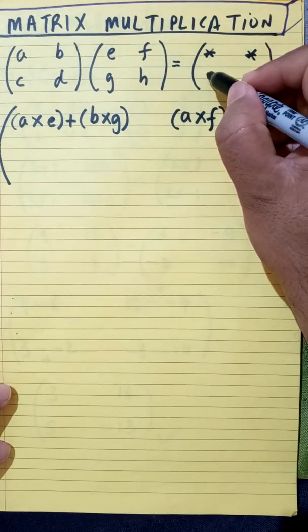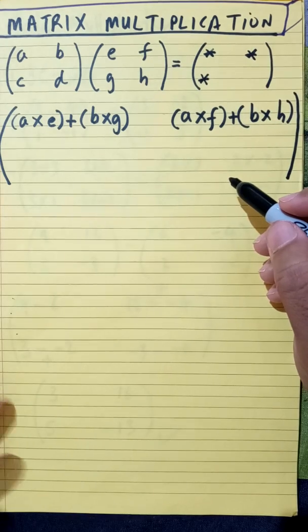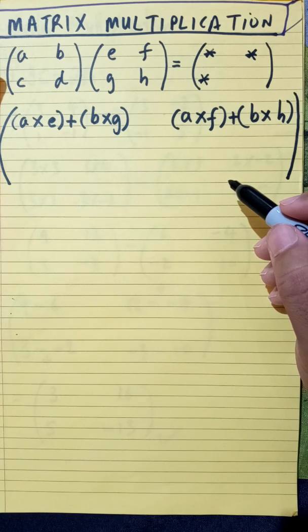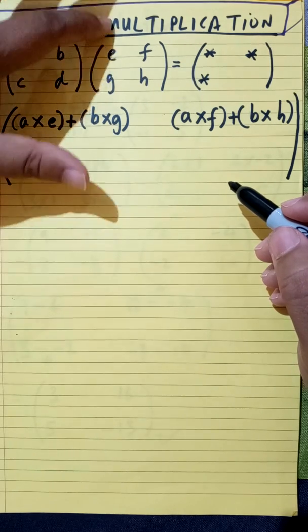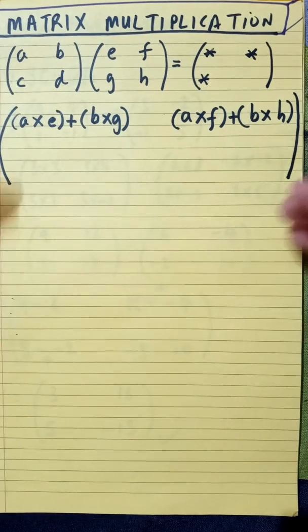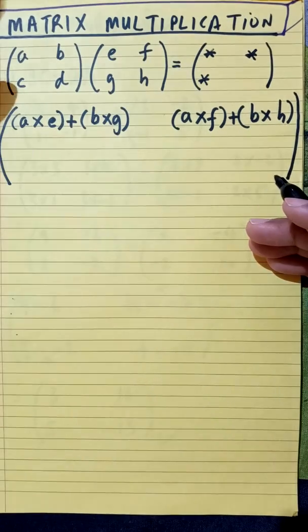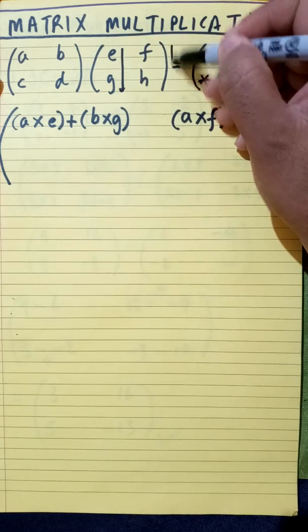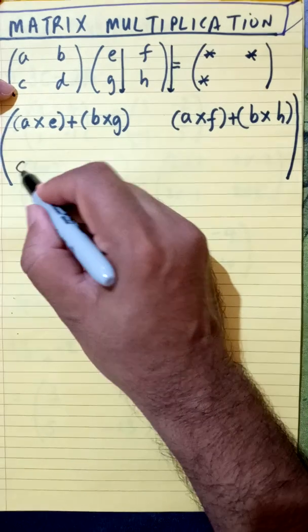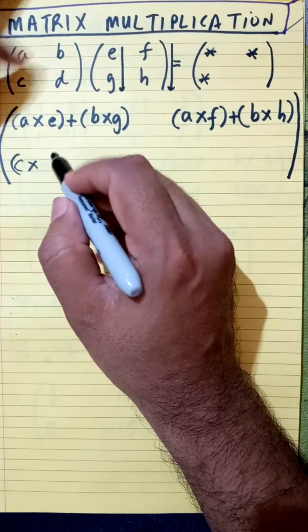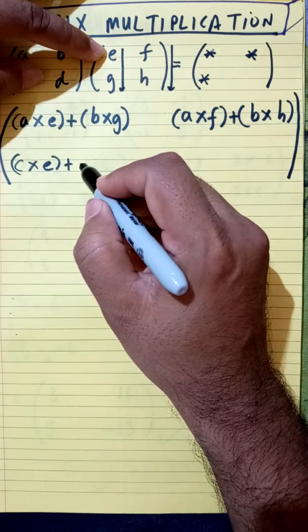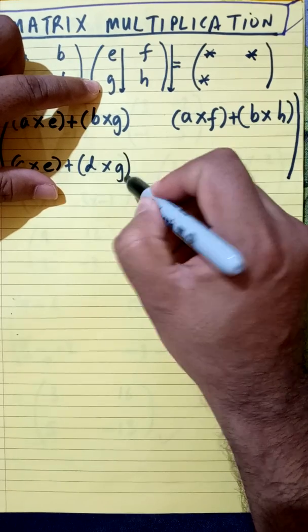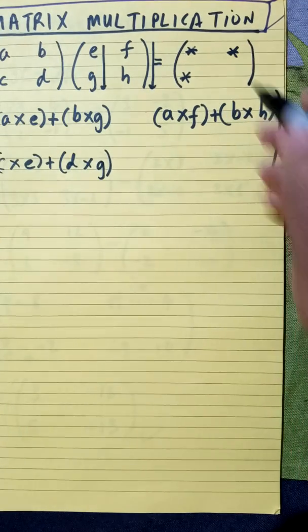Alright, so I'm going to show you how to get this one now. I'm not going to use the first row, I'm going to use the second row of the first matrix. So it's going to be this row with this column. So that's how we multiply matrices, row by column. And when I say column, I mean you're going down. So it's going to be C multiplied by E plus D multiplied by G.